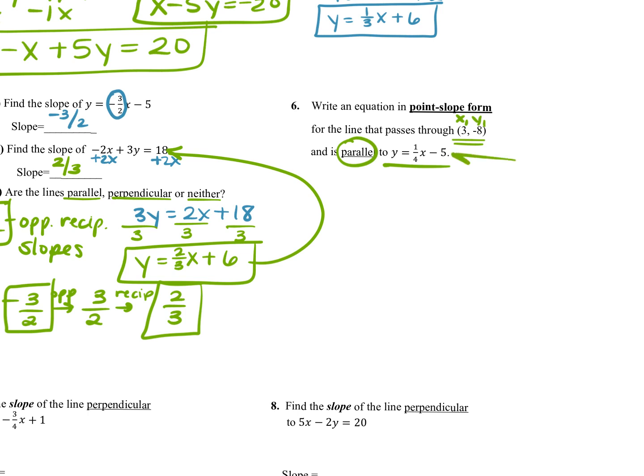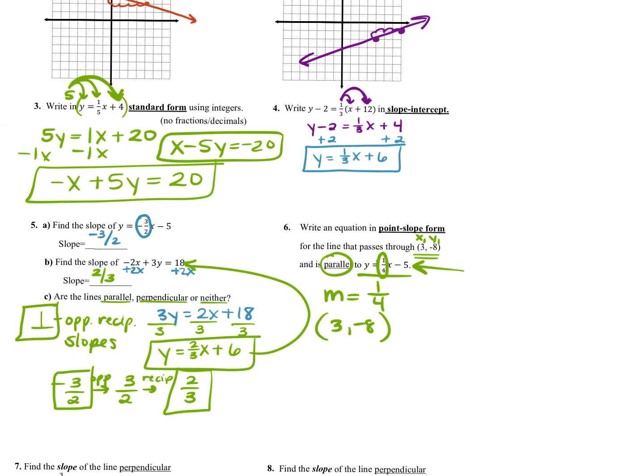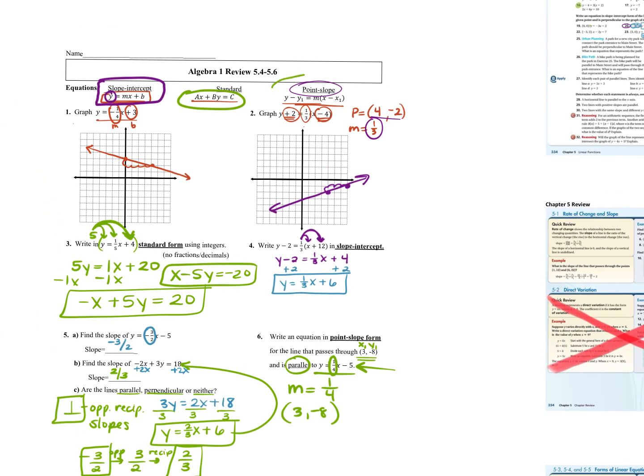What is the slope of this line? 1/4. If lines are parallel, what is true about their slopes? They're the same. So my slope is going to be 1/4. So now you have a slope and you have a point, and you're just going to drop those into your point slope form. That's this guy, right? The one on the far right up top.